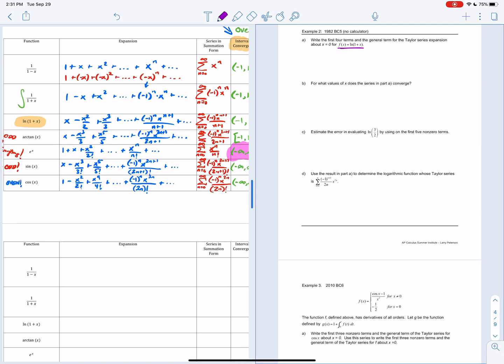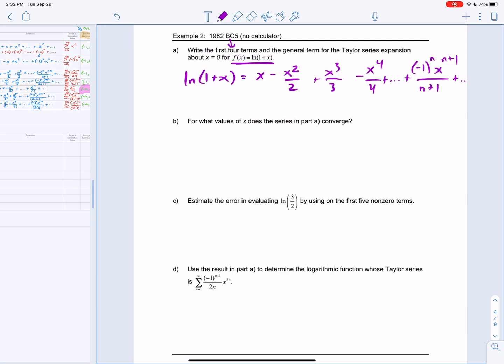Let me rewrite that. So the natural log of 1 plus x is equal to x minus x squared over 2 plus x cubed over 3. Now, they're asking for the first 4 terms, so I need to add one more. So minus x to the 4th over 4 plus dot dot dot plus the general term here, negative 1 to the n, x to the n plus 1 over n plus 1 plus dot dot dot, which makes it equal, okay? All right, so we have that.